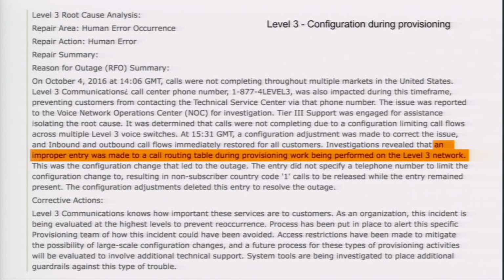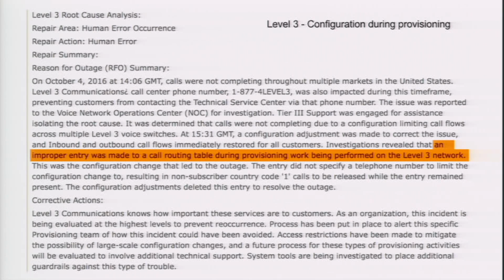And then Level 3, there was another large outage. Level 3 basically took out all of the voice over IP services for North America for a day. And this happened because of a mistake that was made during provisioning. So why does this happen? How do we get here?